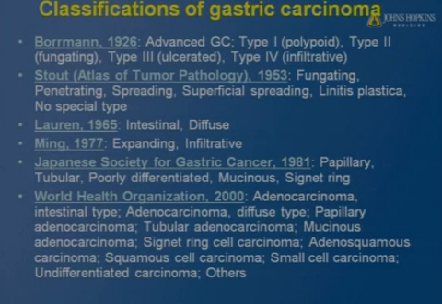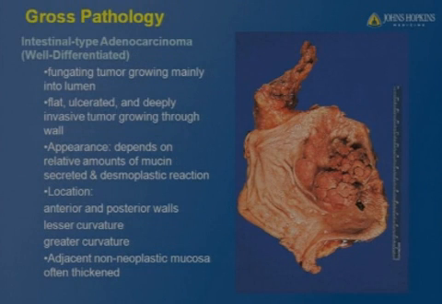Then there are other classifications, as seen in the slide. But the most common use is the Japanese Society for Gastric Cancer classification, 1981, and then the World Health Organization. When we are looking at this slide, it shows the gross pathology of an intestinal type, well-differentiated adenocarcinoma.